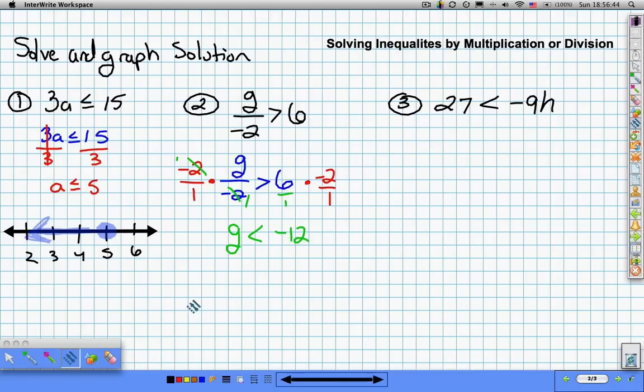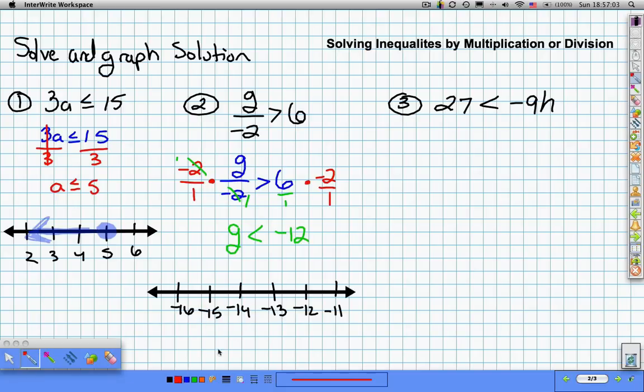So now when I go to graph, g is less than negative 12. So let's put negative 11 and then negative 12, and we're going to decrease because it is less than negative 12. Again, it's less than, so it's going to be an open circle and it's going to go to the left.